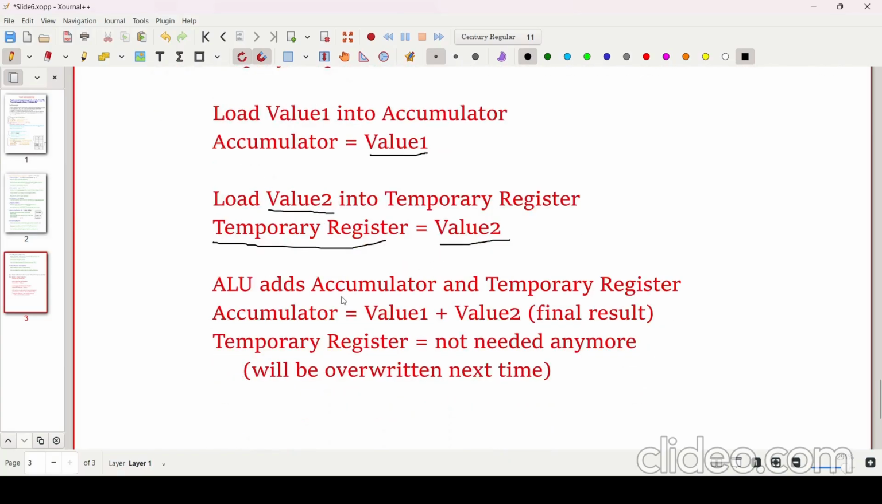right? And after loading both of the values, the ALU adds both of them, accumulator and the temporary register, right? So this is the accumulator value and this is the temporary register value. ALU will add both of them and store in the accumulator, right? So this is the final result we are getting, value 1 plus value 2. And after performing this addition operation, temporary register will not be needed anymore, or it will be overwritten next time for the next operation, right?